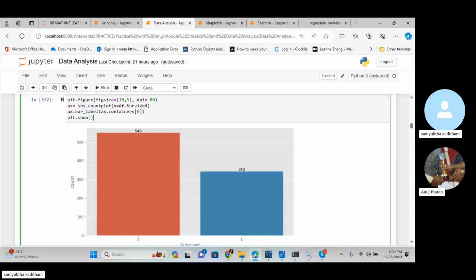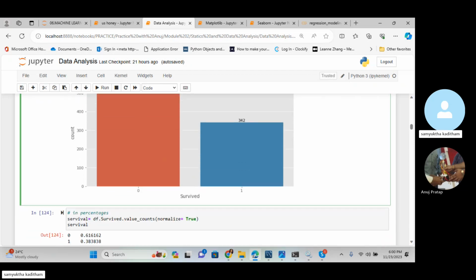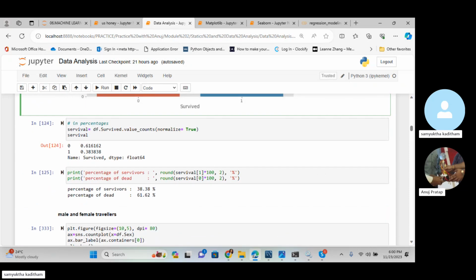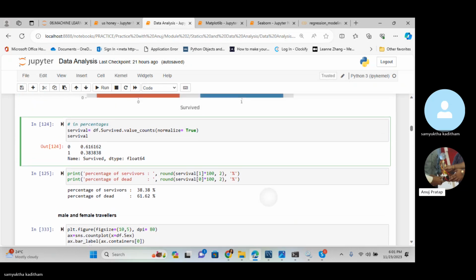This is just for survived people. We just checked the survived column: how many people survived and how many were dead. Count plot is just a plot for value counts. And we also took the percentage of how many survived. It's 61% not survived, 38% only survived. We used normalize here, so we are just getting it in percentage.